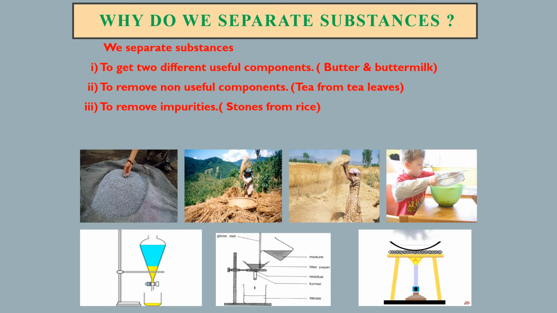The second is to remove non-useful components. For example, the tea leaves have to be removed. They are not useful for us. We strain out the tea using a strainer. The third is to remove impurities, like from the rice, stones are removed. Stones are impurities. So these are the reasons that we separate substances.